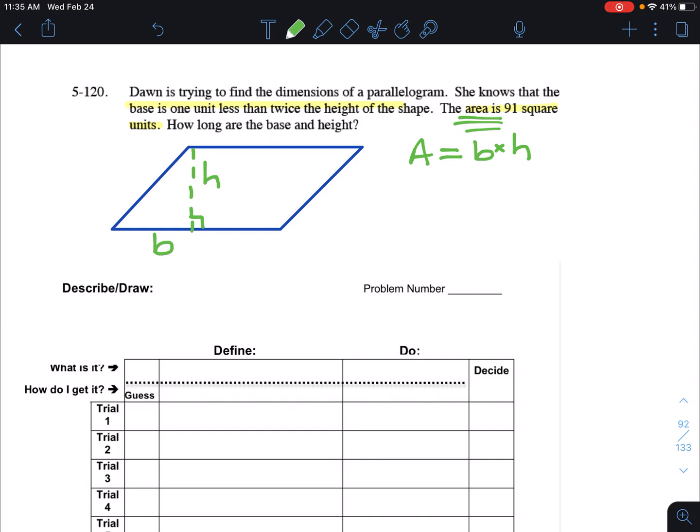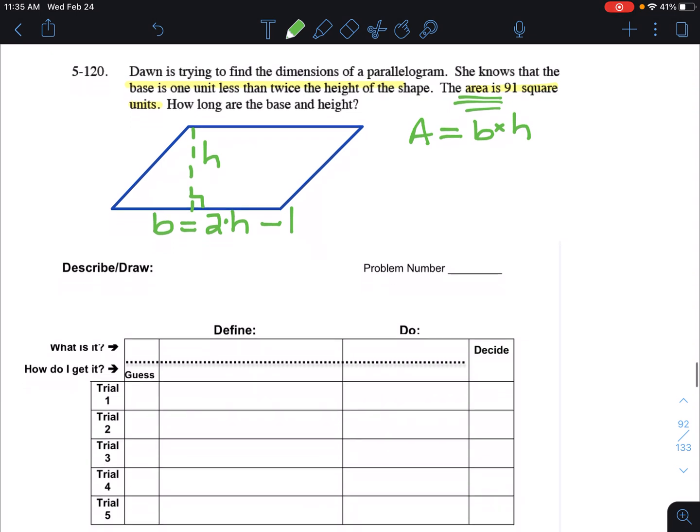But I also need to put some other information in there for my describe. It says that the base is 1 unit less than twice the height. So I'm going to say that my base here, it says 1 unit less, which means I'm going to be subtracting 1 from twice, so from 2 times the height. So there's my describe.